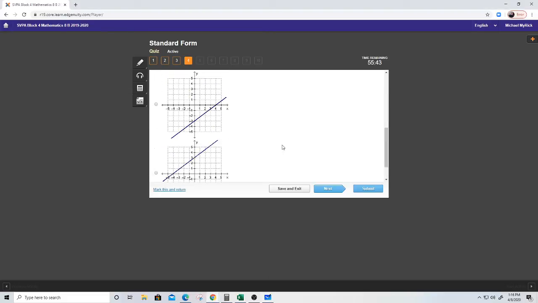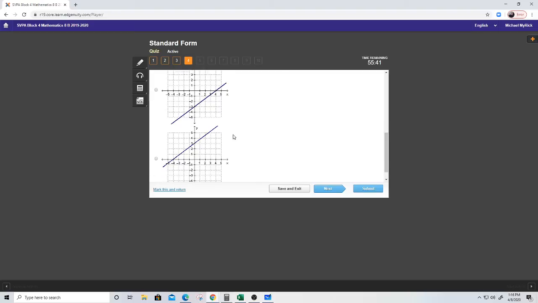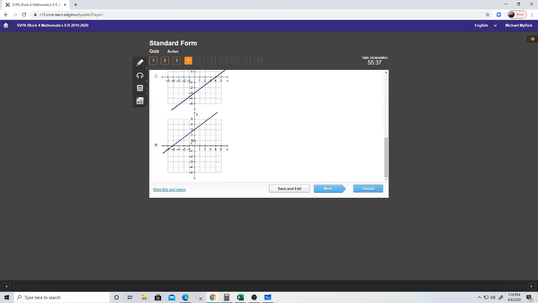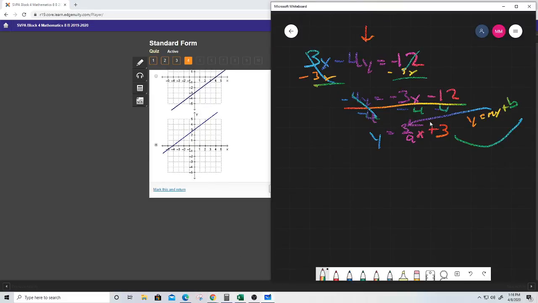Right here, right? And look, there's only one line going up with a B of 3. See? Positive going up, B of 3.